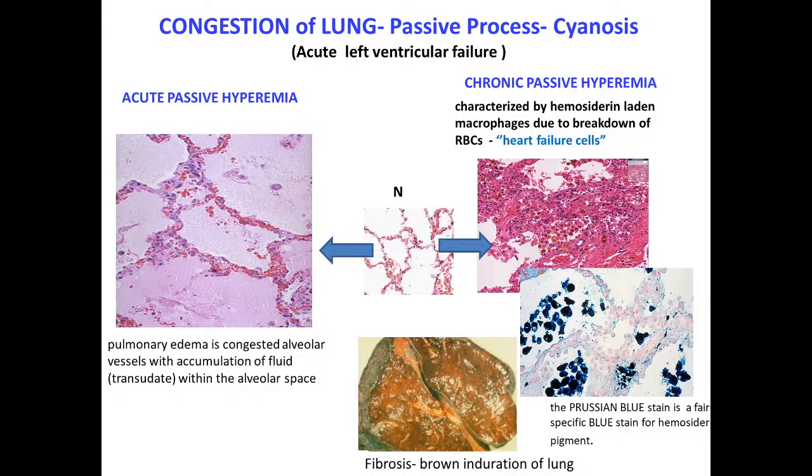Fibrosis increases in the interstitium of the lung, interstitial fibrosis, and the present fibrosis and iron is viewed grossly as firm brown lung. Named brown induration, and pulmonary hypertension.